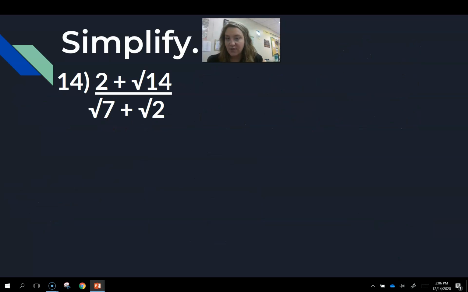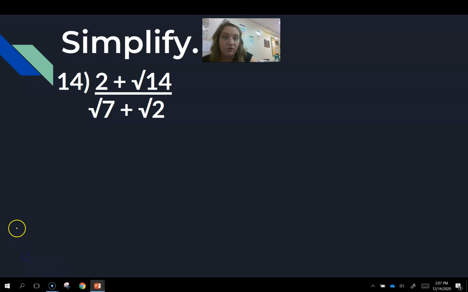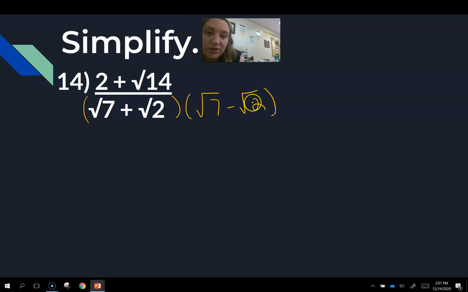All right, let's do another one. Here we have 2 plus the square root of 14 over square root of 7 plus square root of 2. So, again, to get rid of my radicals, we're going to use the radical conjugate. So in this case, it is going to be the square root of 7 minus the square root of 2. Do it to top and bottom.